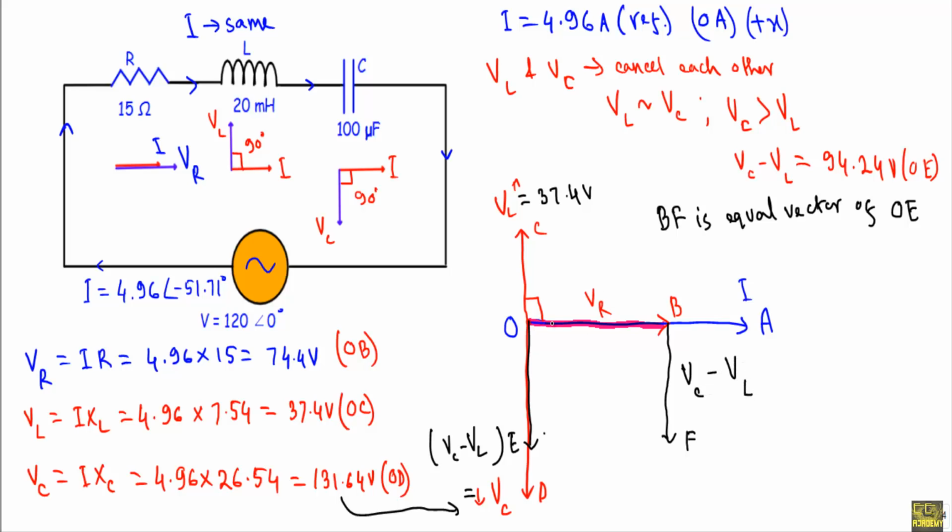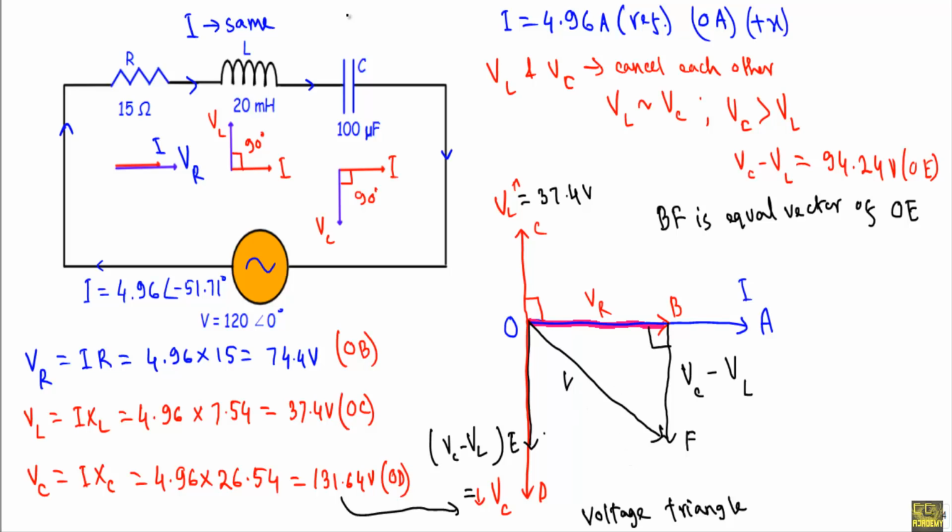Now see, we have VR here and VC minus VL here. If I add this O and F, this will indicate the total voltage V in the circuit. This angle will be 90 degree. Therefore this will be the hypotenuse of this right triangle. Therefore this phasor diagram is also known as voltage triangle.